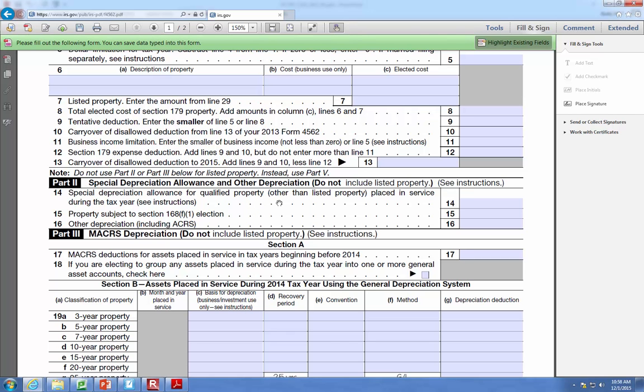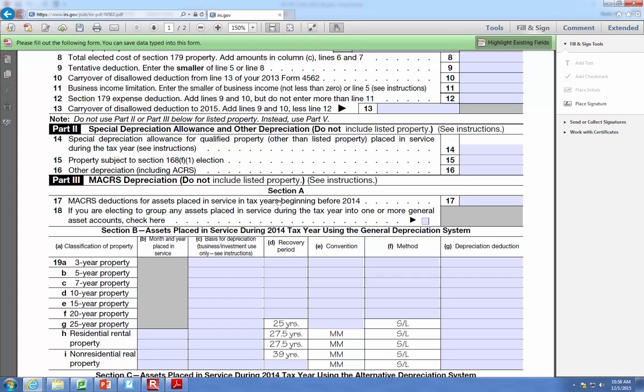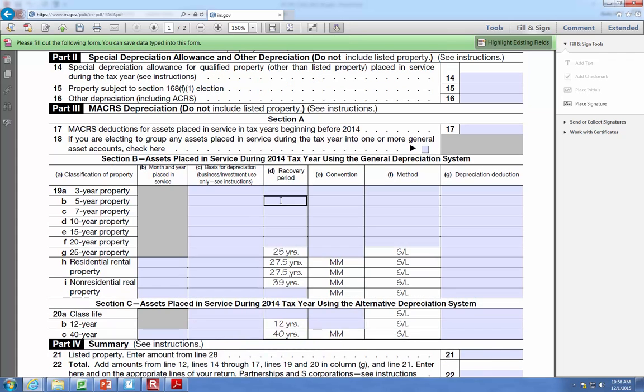Part 2, let's skip that for right now because that's in transition. Part 3 is where dang near everything's going to go, or the majority of your assets are going to go. And I think you've seen this before when you did your assignment 2, right? And then when else did you see a 4562? Is that the only time, on assignment 2?